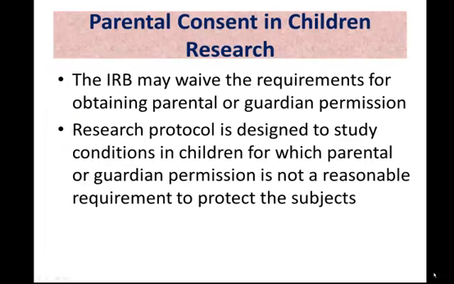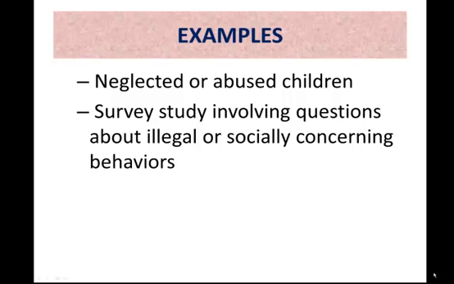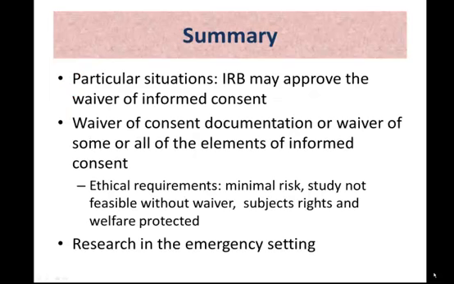And to be complete, an IRB may waive the requirement for obtaining parental or guardian permission in certain types of studies. This occurs when the research protocol is designed to study conditions in children for which parental or guardian permission is not a reasonable requirement to protect the subjects. Examples include studies that involve neglected or abused children, or survey studies involving questions about illegal or socially concerning behaviors of adolescents. So in summary, in particular situations, the IRB may approve the waiver of informed consent.